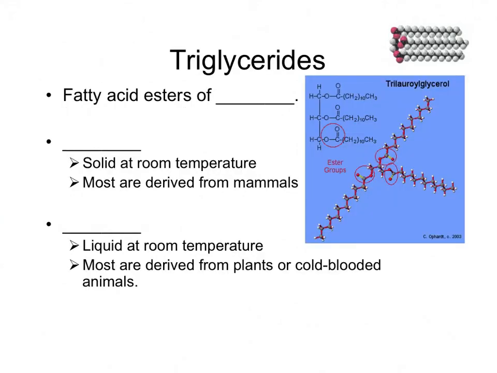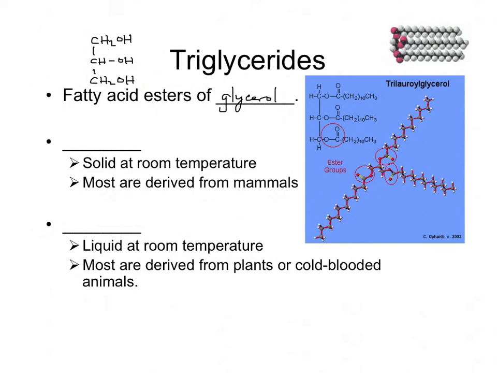Another complex lipid is a class of compounds called triglycerides. Triglycerides are fatty acid esters of a molecule called glycerol. Glycerol is a molecule that is a trialcohol. So if we were to draw it, we'll do it up here in the corner. It is a CH2OH bonded to a CH-OH, and then the bottom is a CH2OH. So 3 carbons and 3 alcohols.